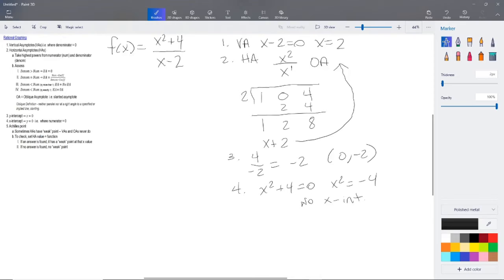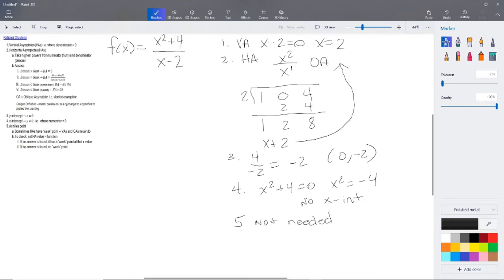And the great thing about having no x-intercept also means it doesn't have a weak point, because oblique asymptotes don't have weak points. So step 5 is just not needed here. It's only needed if we have a horizontal asymptote. All right, so we're ready to rock and roll.